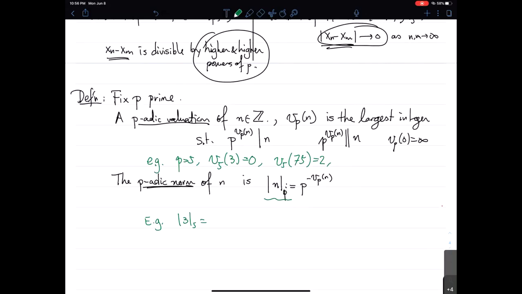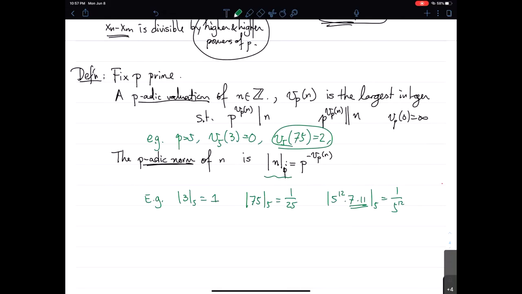So, for example, the 5-adic norm of 3 is just 1, because 3 is not divisible by 5. Whereas the 5-adic norm of 75 is 1/25, which is 0.04. It's very, very small. If I take, for example, 5 to the 12 times 7 times 11, that's just 1/5 to the 12th, so these other factors do not matter. The slogan here is that the more divisible the number is, the smaller its p-adic norm. You divide by 5 twelve times, and the norm is 1/5 to the 12th.